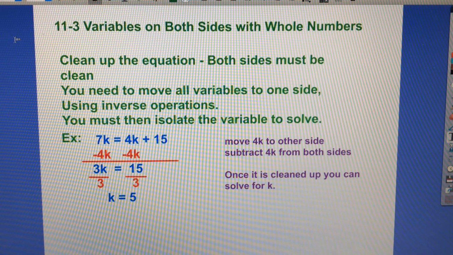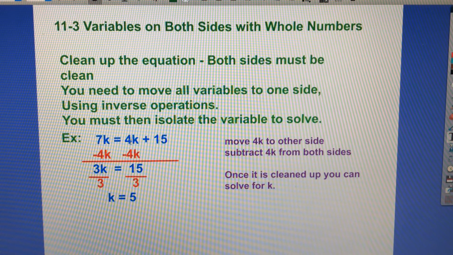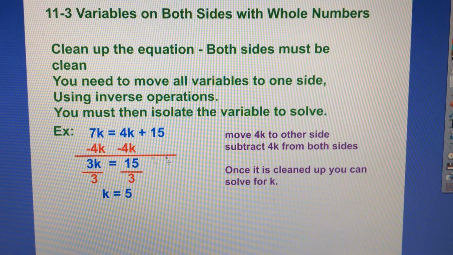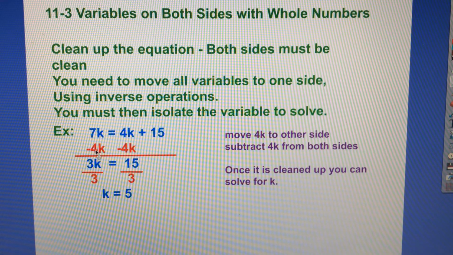So here's our first example. 7k equals 4k plus 15. You can see that I have a 7k and a 4k on both sides. So I can't have k's on both sides. I need to move it. I've decided to move the 4k to the left. This is a positive 4k, so I subtract 4k from both sides.